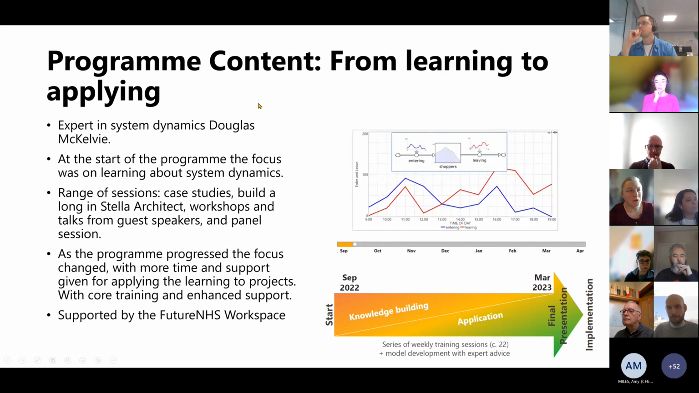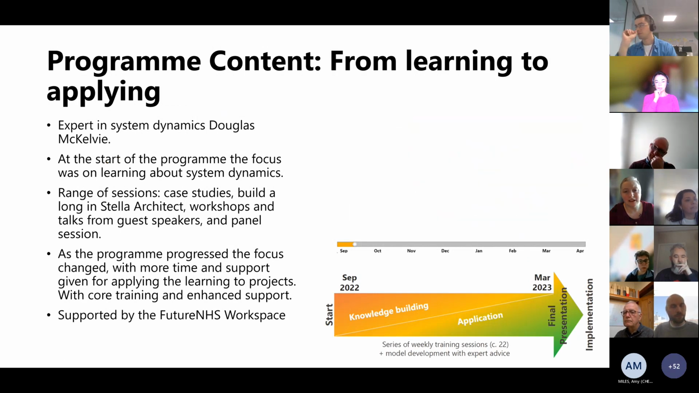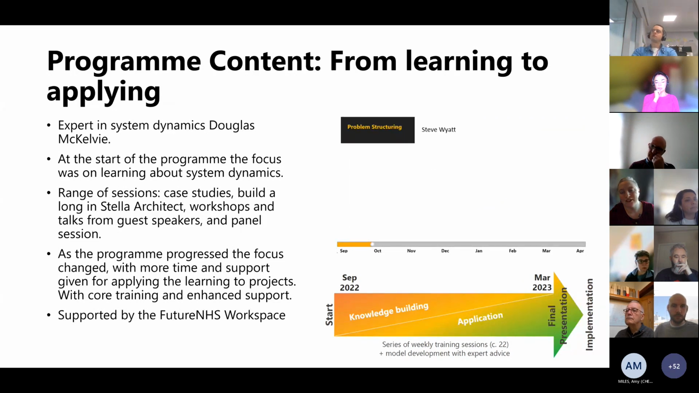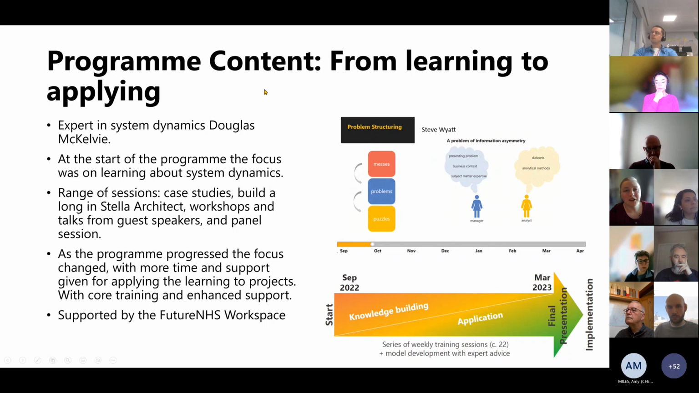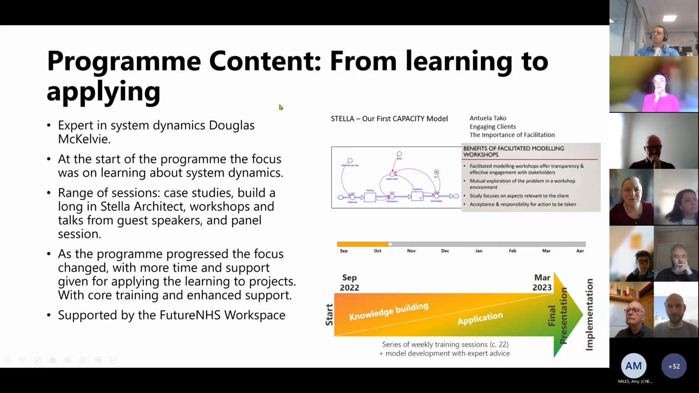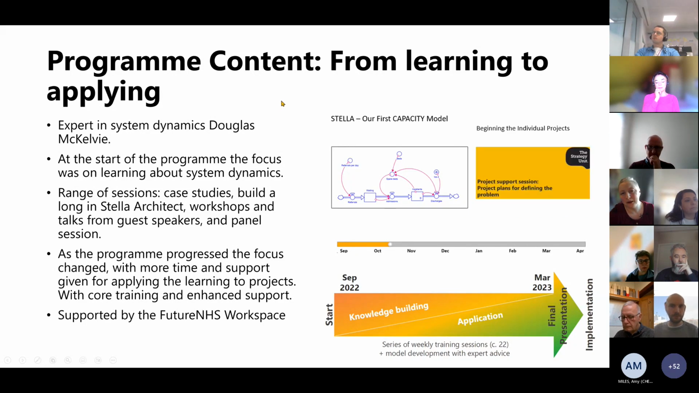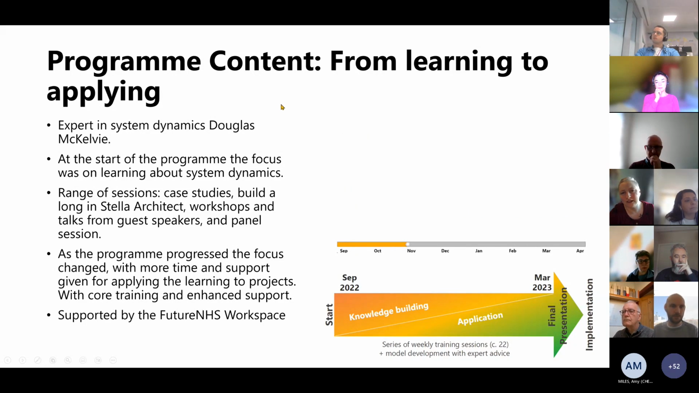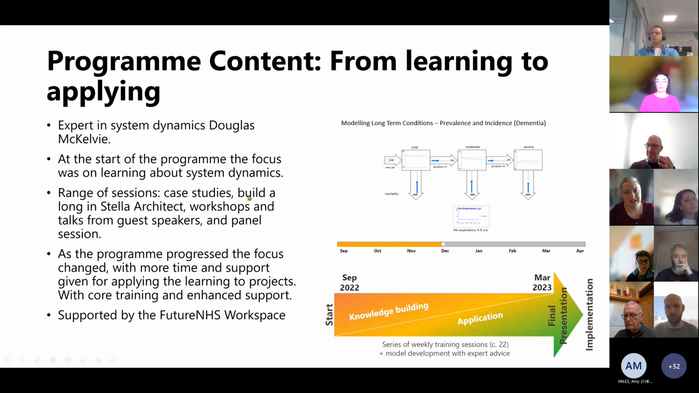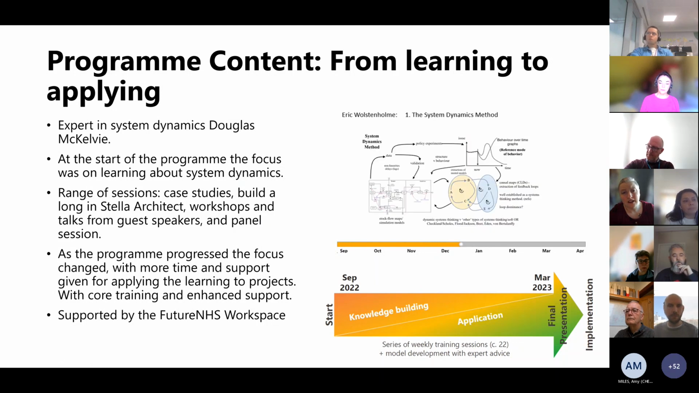The programme was run by myself with support from Sally Thompson, but we also had our expert in system dynamics, Douglas, who literally wrote the book. And we went through a journey. We started by focusing on learning about what system dynamics was, using a piece of software called Stella to help us construct the system dynamics models, building up in complexity as we went along. We used a variety of techniques. We had case studies that we built. We did some build along sessions.